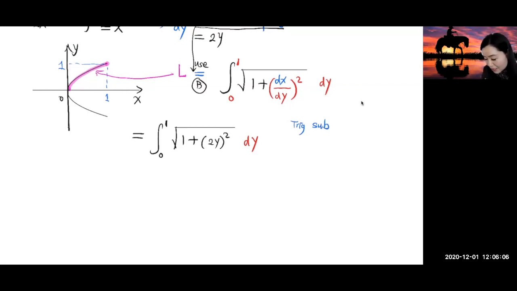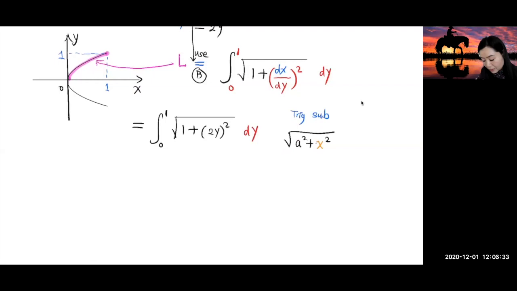Because this is the square root of a squared plus x squared, right? It is the square root of a number plus a square, so it involves this form. That will make you think about trig sub. So think about this 2y over here, it's like this x over here.